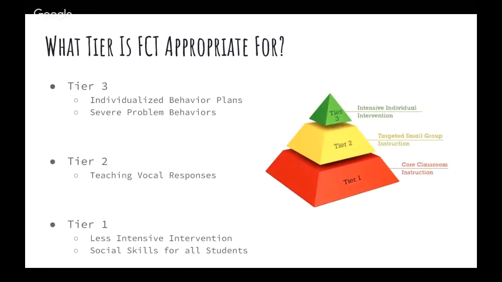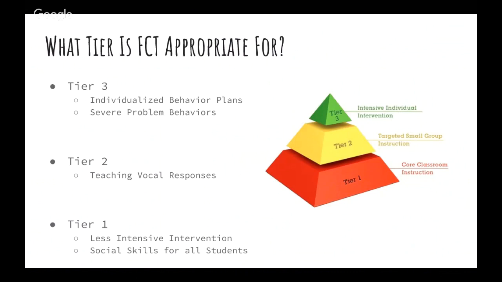So what tier is FCT appropriate for? Functional communication training is appropriate for students in Tier 3 according to the Positive Behavior Intervention Support System. This intervention will be individualized for each student participating. Therefore, it is selected for students with severe problem behaviors.